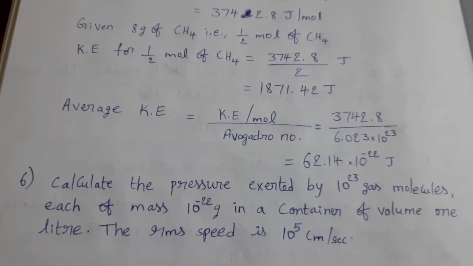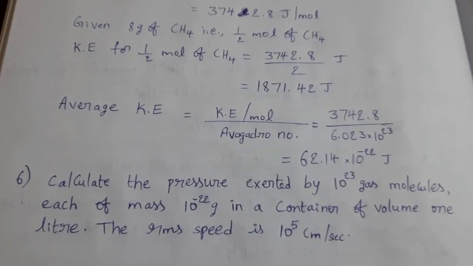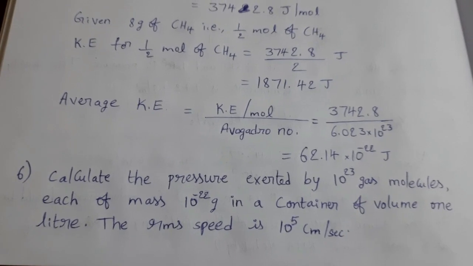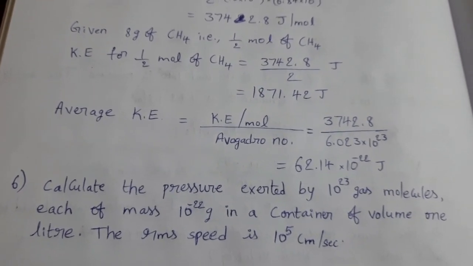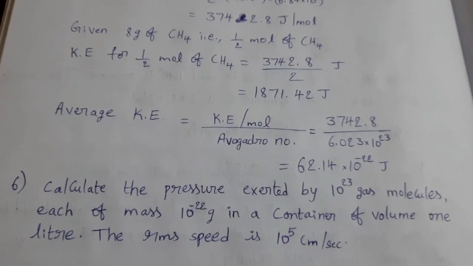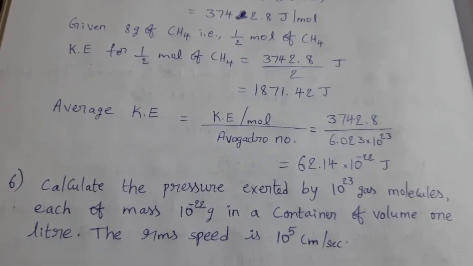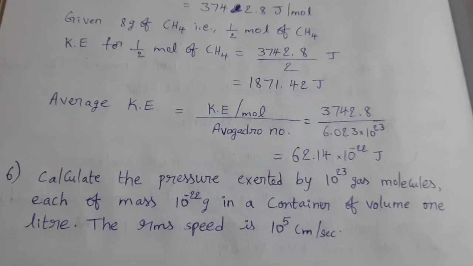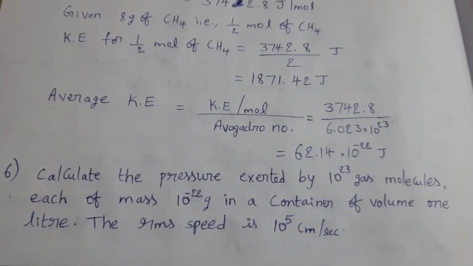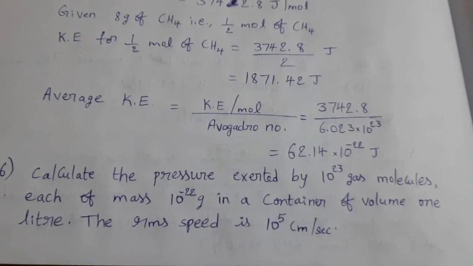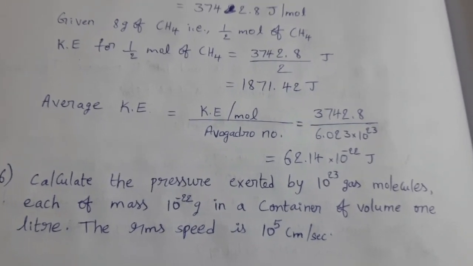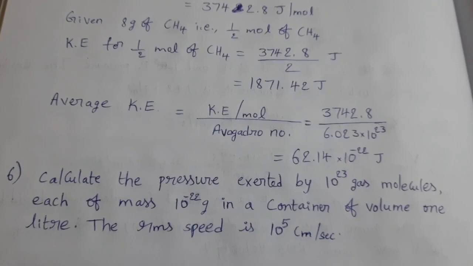In last class, we started numericals related to RMS velocity. Now see the next one. Calculate the pressure exerted by 10^23 gas molecules, each of mass 10^-22 grams, in a container of volume 1 liter. The RMS speed is 10^5 centimeter per second. Okay students, here we should calculate pressure.